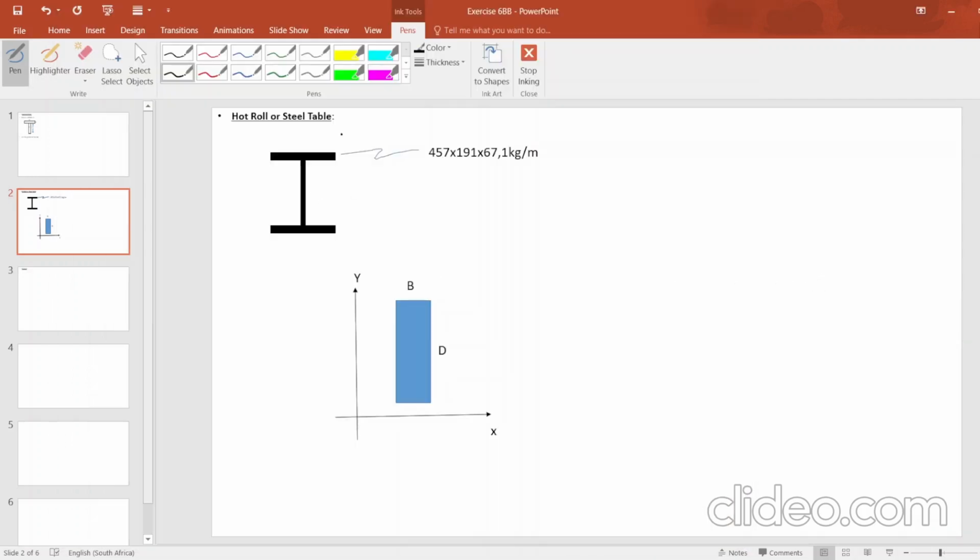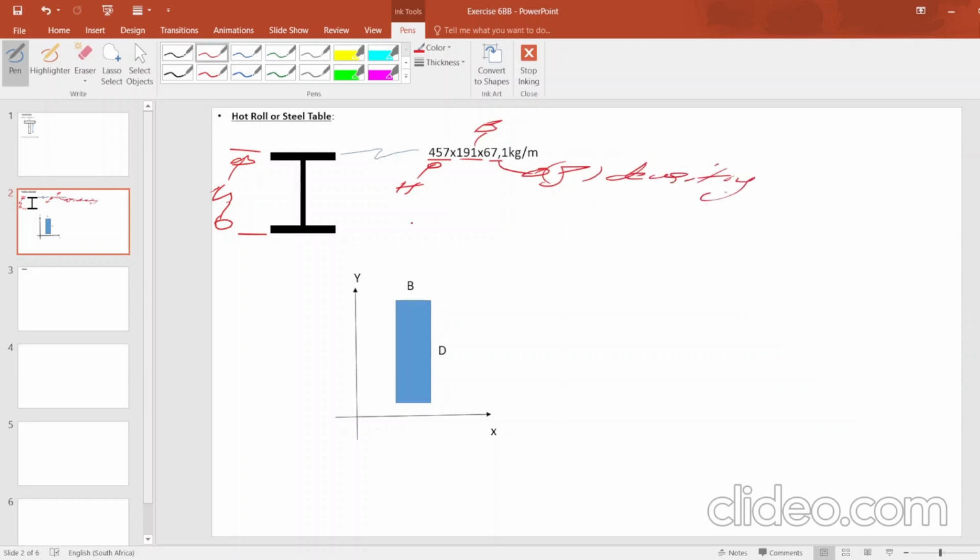Now, I'm having an I profile here. This I profile has dimensions. The first letter of these dimensions is the height of this I profile. Then the second dimension is the base. This is your height, and this is your base, and this is your density.